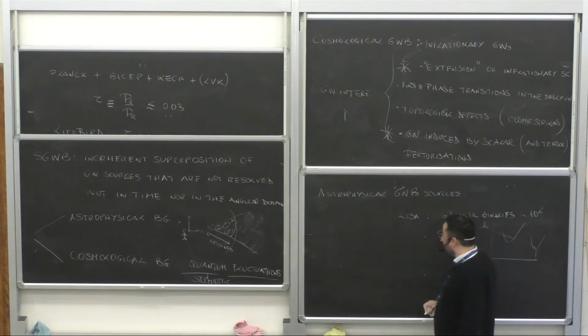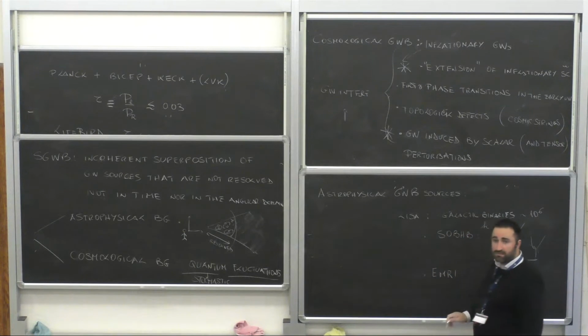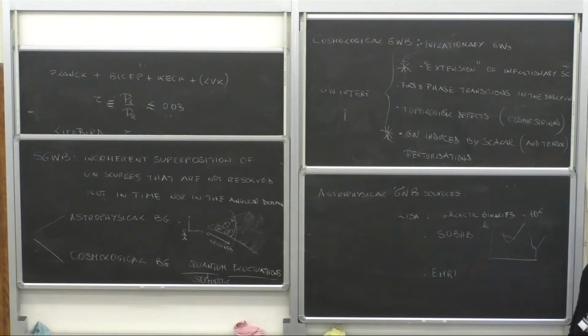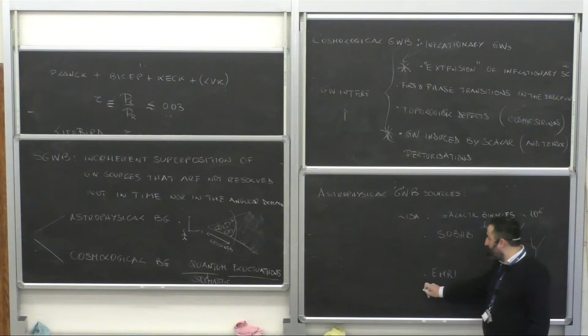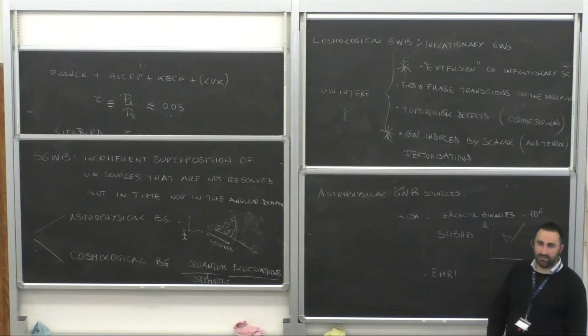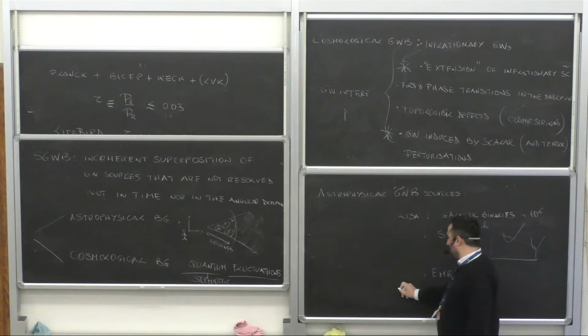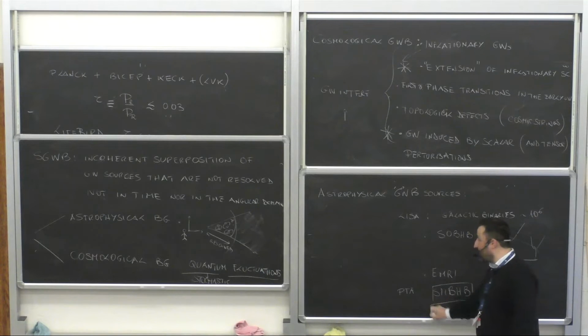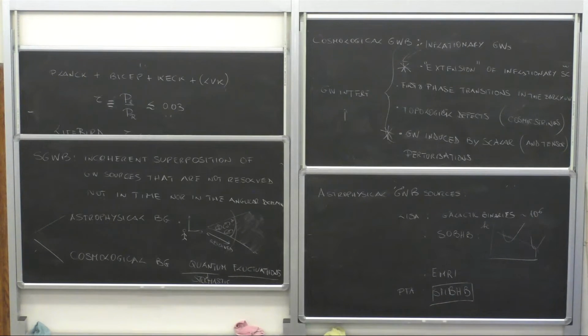On top of this, people think that EMRIs can also form a stochastic background, and there are estimates for this for LISA. And then going beyond LISA, from PTA there is a stochastic background generated by supermassive black hole binaries, which is one of the potential sources detected by PTA. So these are the main astrophysical sources.